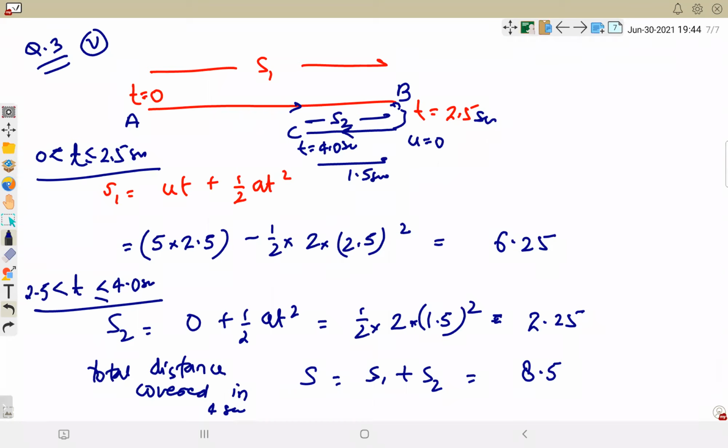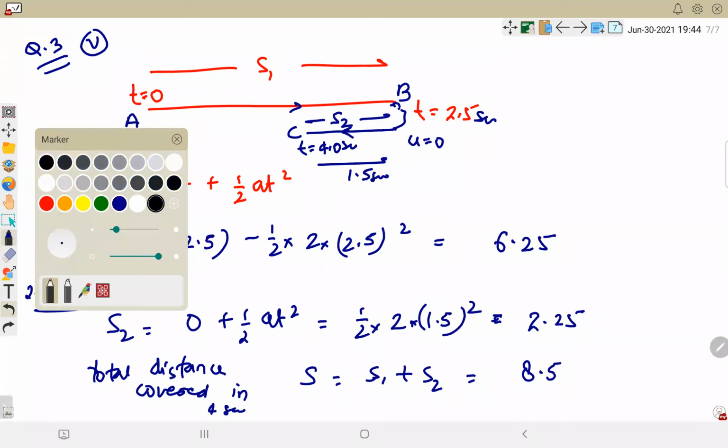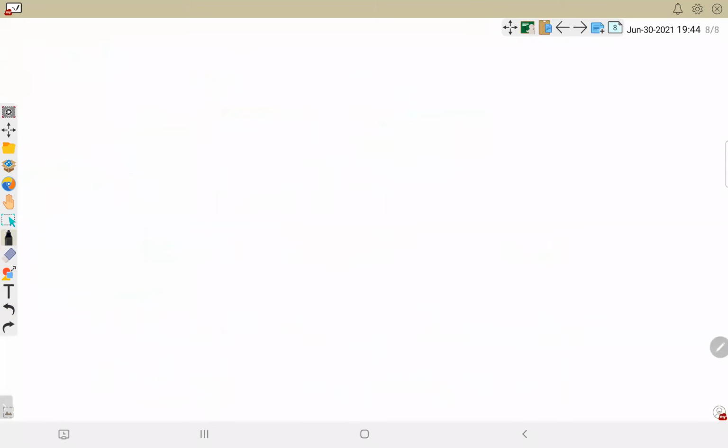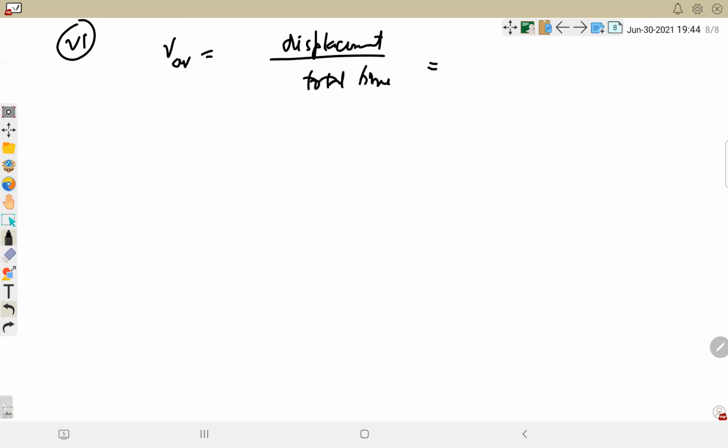Next, question number 6. Find the average velocity in 4 seconds. How do we find average velocity? Average velocity is total displacement upon total time. Since we have already calculated the displacement, divided by total time. What was the displacement in 4 seconds? 4 meters. Total time is 4 seconds, so it will be 1 meter per second.